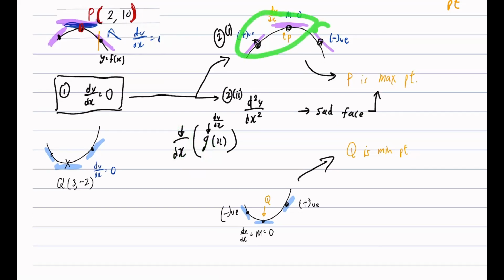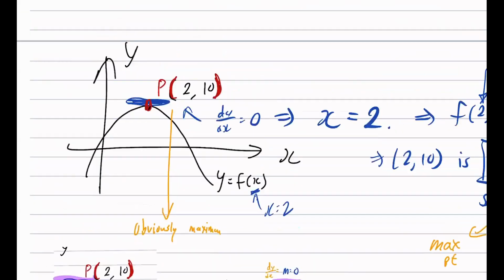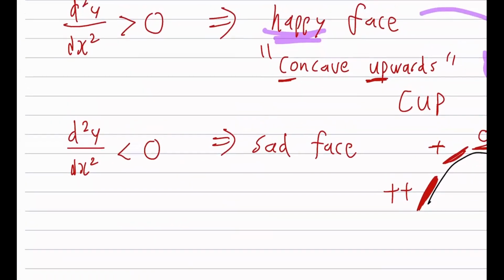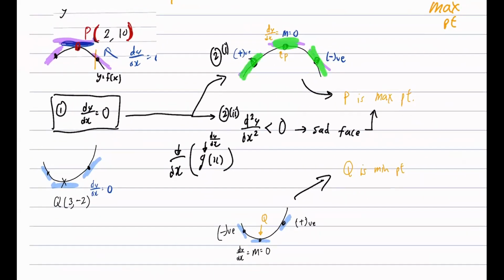Look at the gradients. Positive, go to 0, go to negative. What's the change? Decreasing. Decreasing means the derivative must be less than 0. Is it correct? Let me just double check. Okay, correct. Less than 0, then you get decreasing gradient, which means that you have a sad face, which means you have a maximum point. Is that okay?